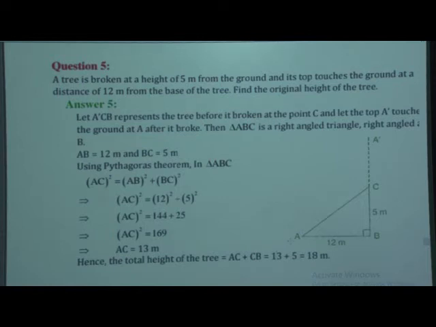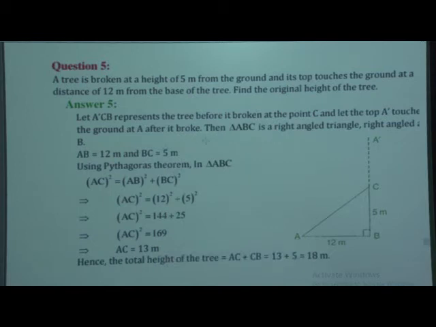So we write as A and we have given as A dash. We will consider that A, that is CB, represents the tree before it's broken, at the point C, and let the top A dash touch the ground at A. So when it gets broken, it will fall on the ground at the point A.